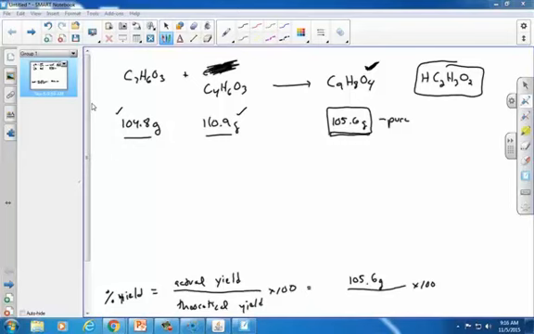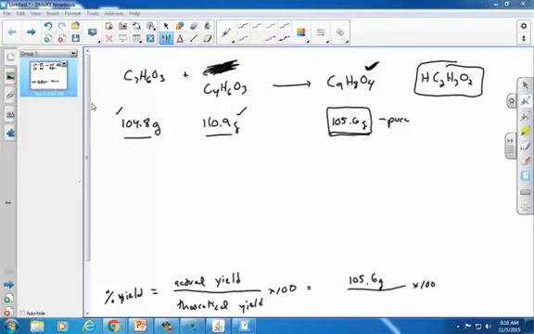So in reality, you're never going to get 100% because some of the reactant molecules might not collide and undergo the reaction. Or some of the product, when you try to purify it and isolate it, might be lost along the way. So the amount you end up with in the end is never going to be perfect. It's never going to be everything you could have gotten theoretically.